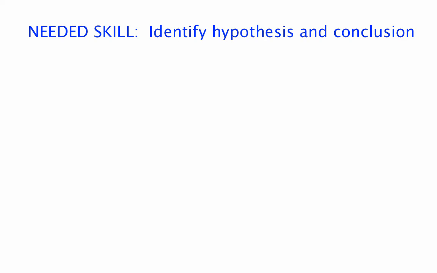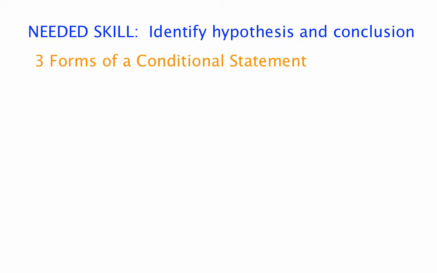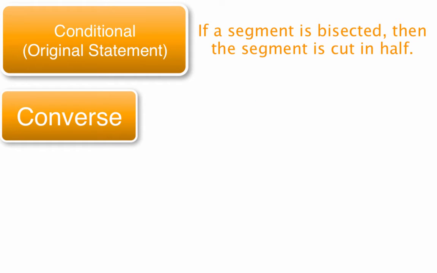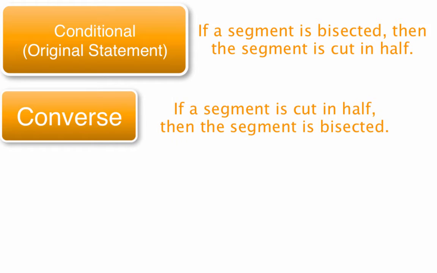Once we can identify the hypothesis and conclusion of statements, we can write the other three forms of that statement, which are the converse, the inverse, and the contrapositive. The converse of an original statement switches the hypothesis and conclusion to create a new statement. For example, if our original statement is, if a segment is bisected, then the segment is cut in half. The converse would be, if a segment is cut in half, then it is bisected.